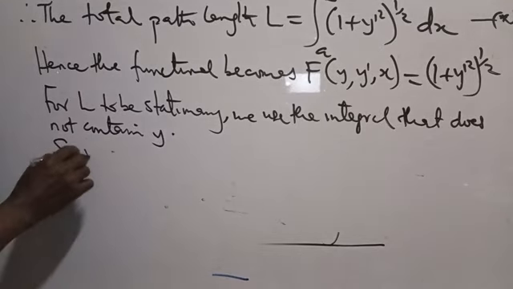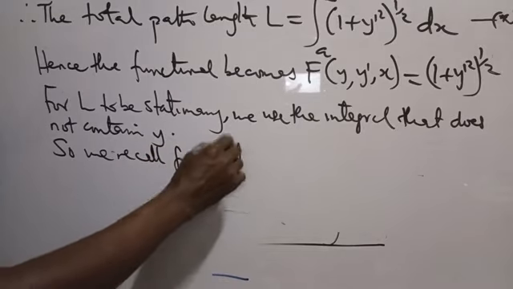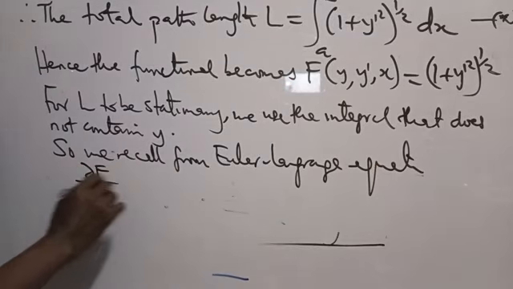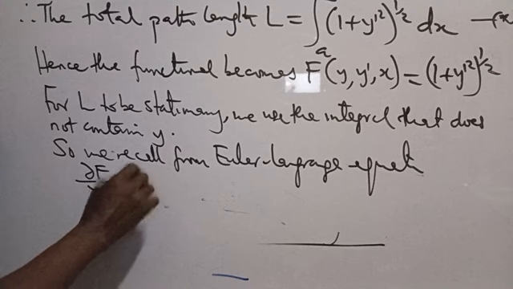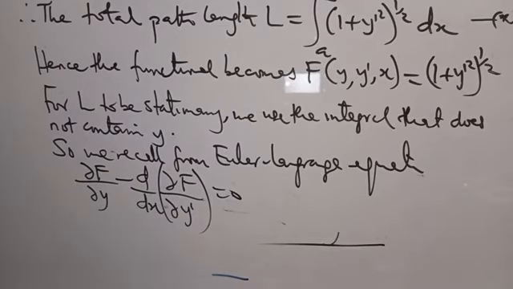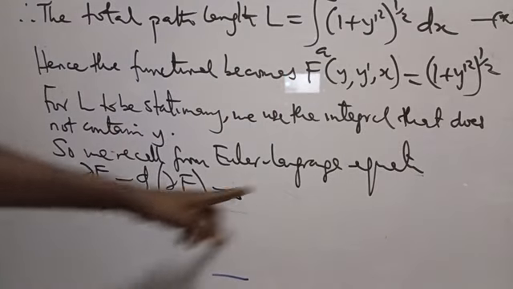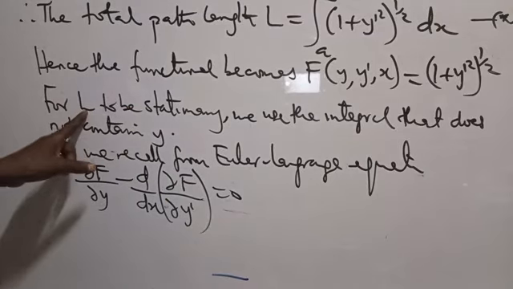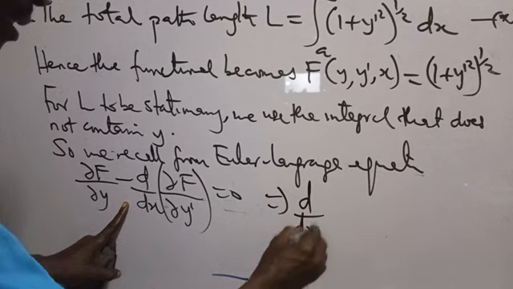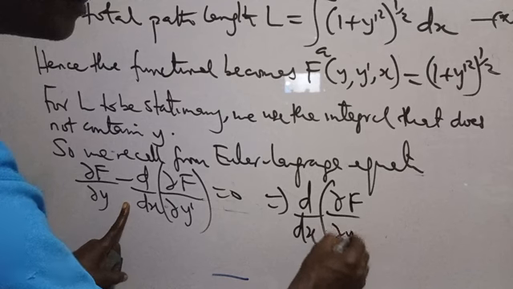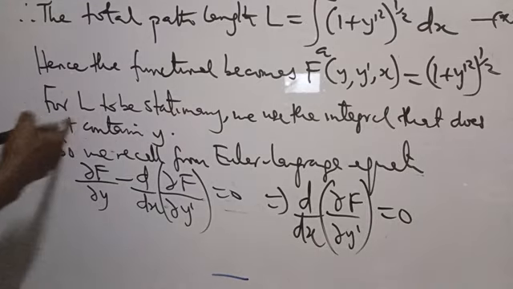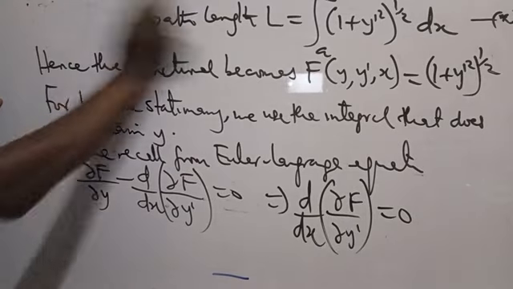Now, we recall from the Euler-Lagrange equation, that is, the partial derivative of f with respect to y, minus d dx of the partial derivative of f with respect to y prime, is equal to 0. Now, if this function L is independent of y, that means this will be 0. This implies that d dx of del f del y prime is equal to 0, because del f del y will be 0 since the function does not depend on y.